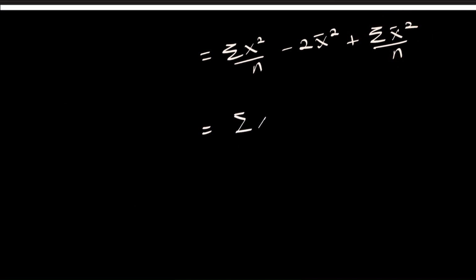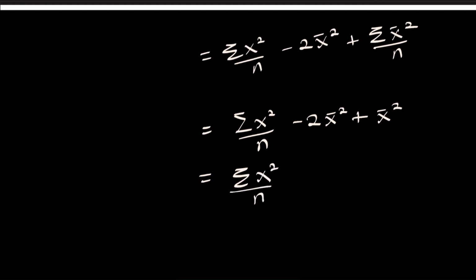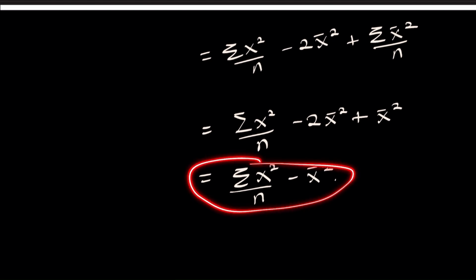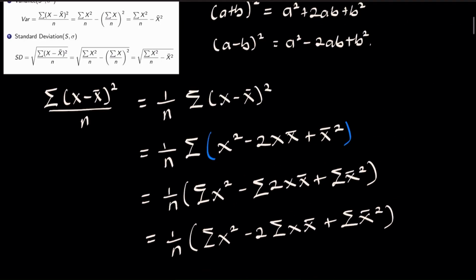Thus we are going to have summation x squared on n minus 2 mean squared plus mean squared. So this is going to give us summation x squared on n minus 2 mean squared plus mean squared, which is going to give us minus mean squared. So we can either use this formula to compute the variance, or we can use this formula to compute the variance. The same holds for the standard deviation. That's when you take the square root, we will just get the same expression.